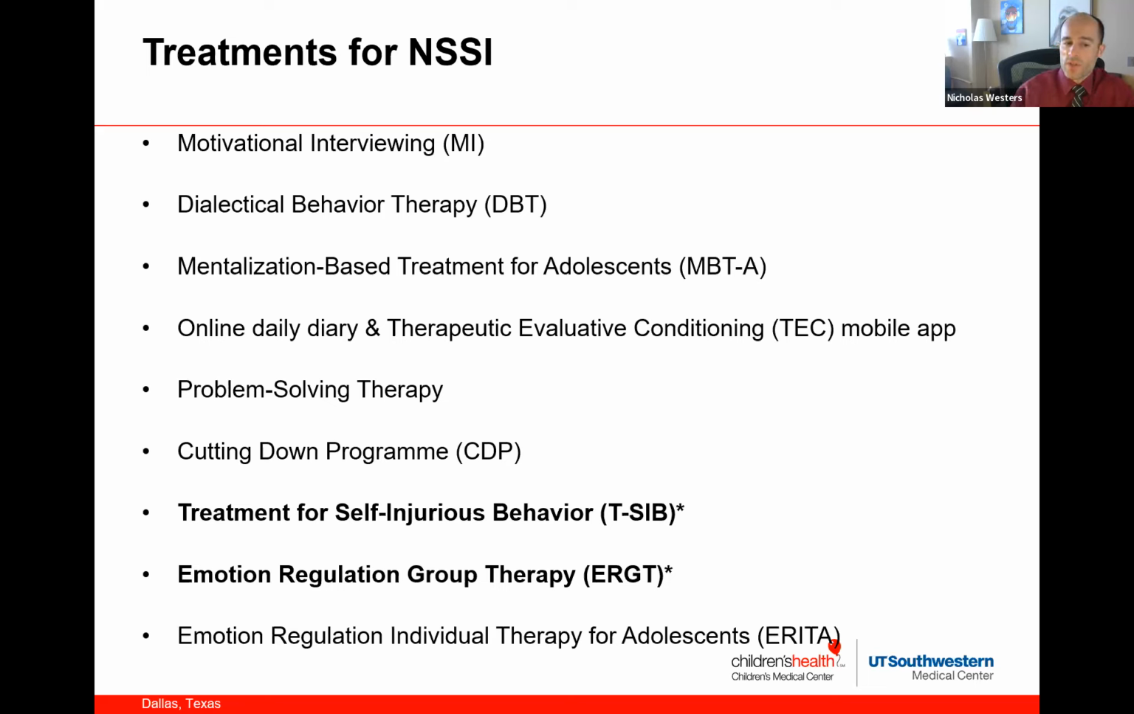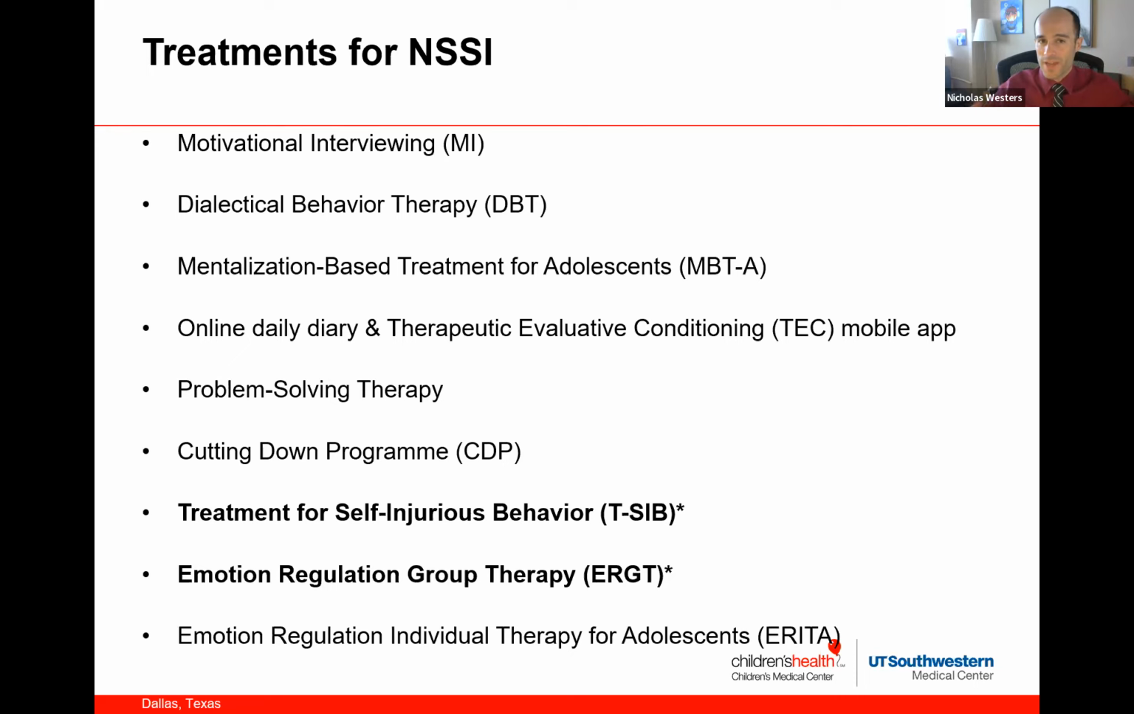But the treatment for self-injurious behavior, T-SIB, and then emotion regulation group therapy, ERGT, are what I want to talk about today. The developer of the treatment for self-injurious behavior is Dr. Peggy Andover, who's actually at Fordham University in New York. So some of you might even know her. She developed this specifically for young adults, and I've adapted it in my work with adolescents. And emotion regulation group therapy was developed for the most part for adult white women with borderline personality disorder.